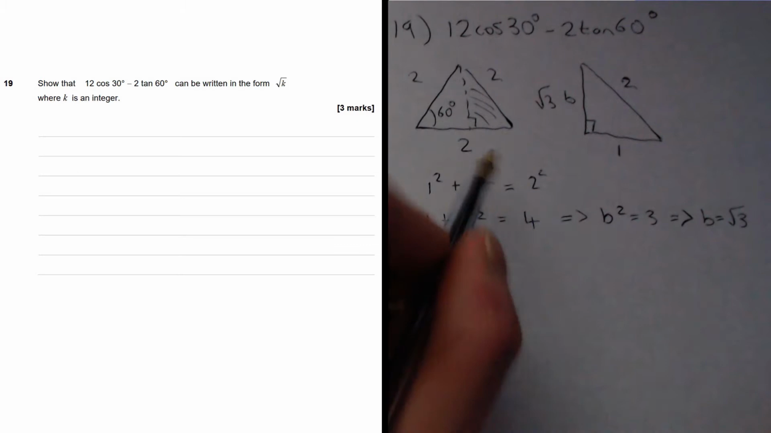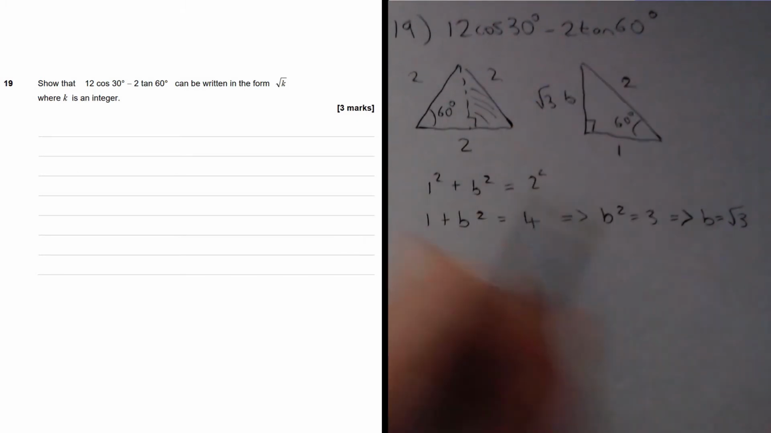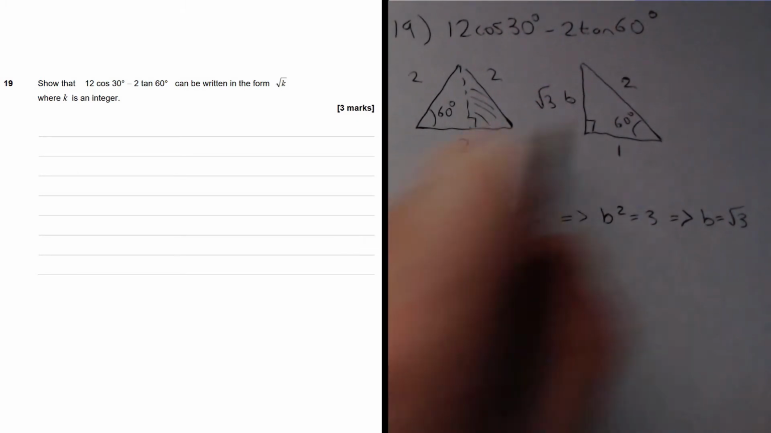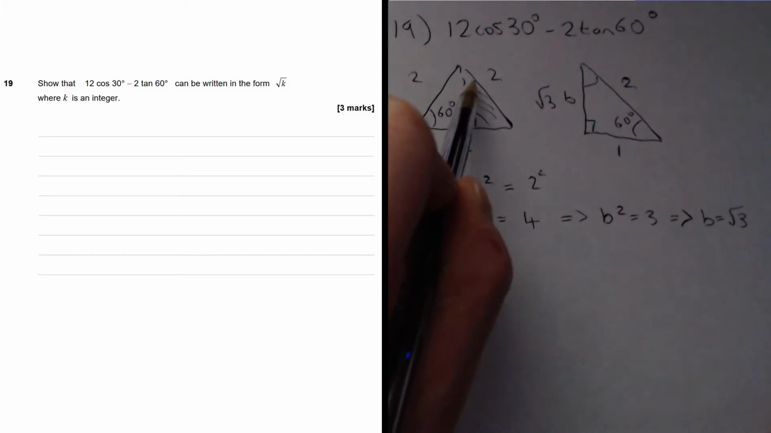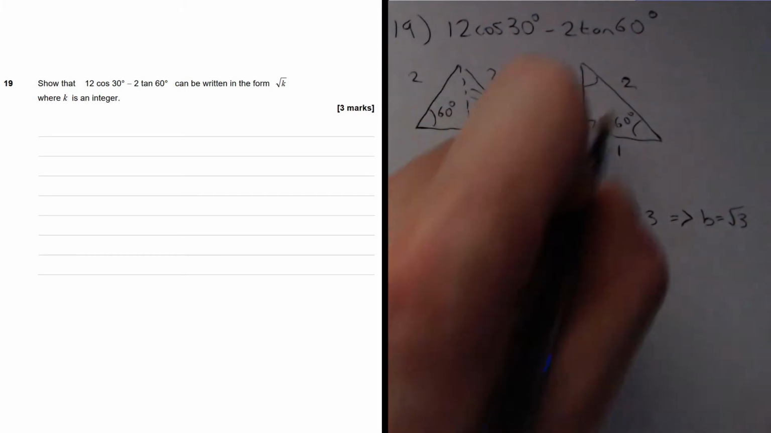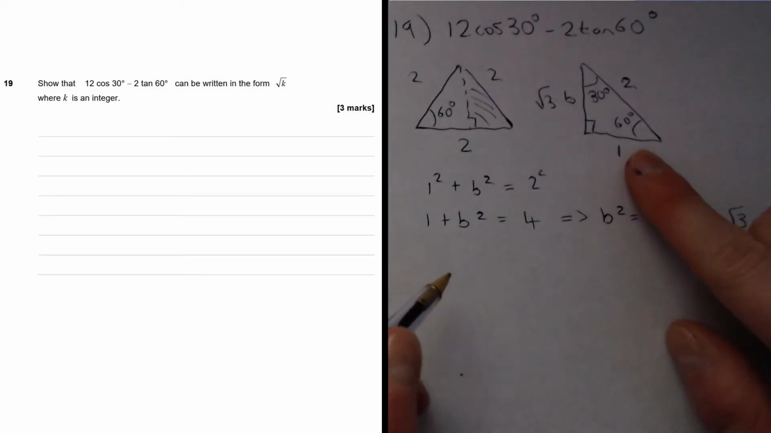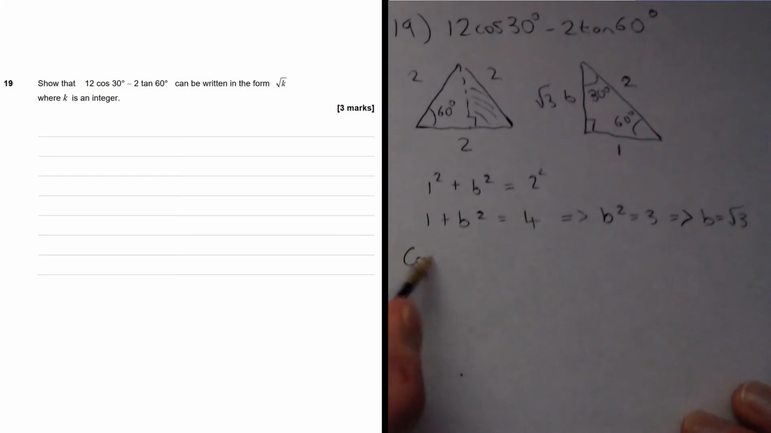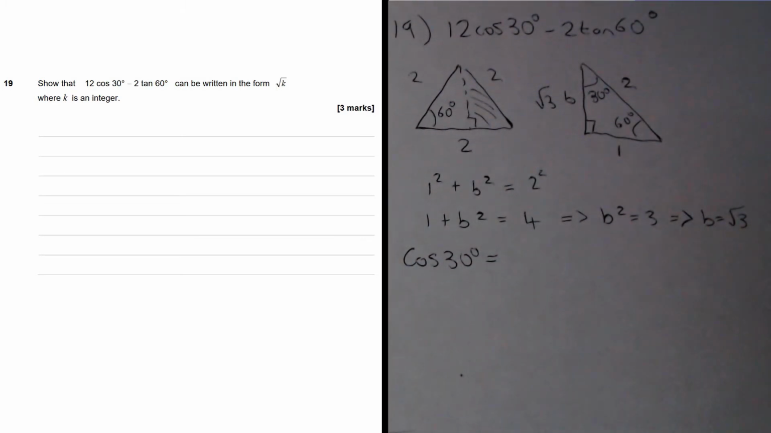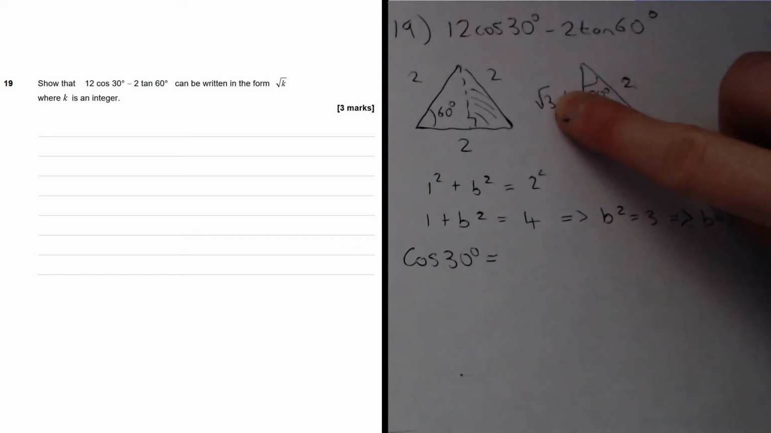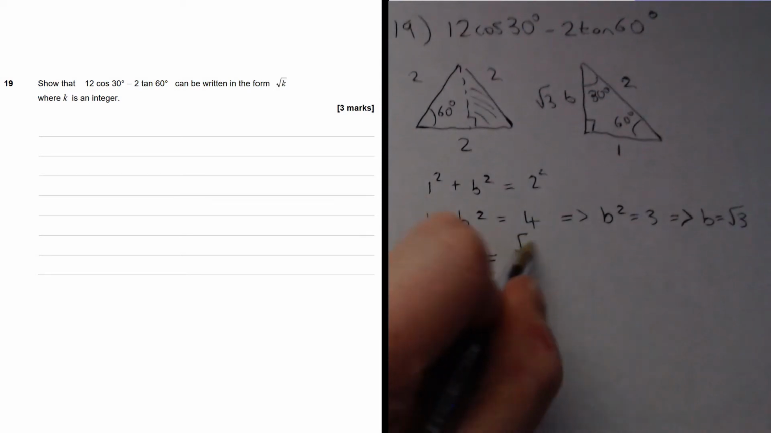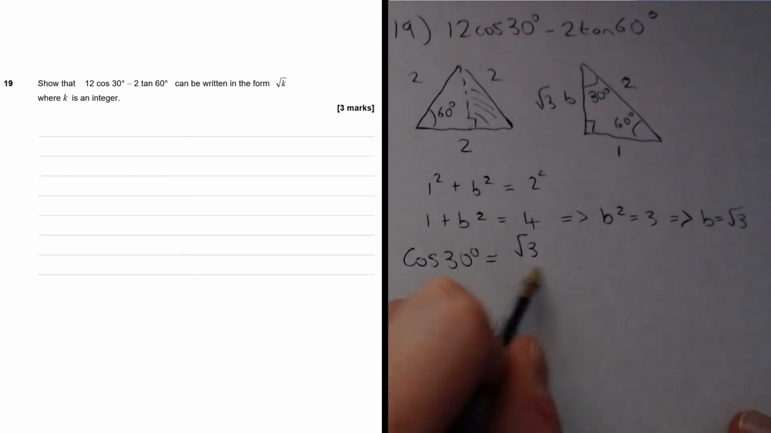Why is this useful? Well, we know that angle is 60 degrees, because it was in the equilateral triangle. And this angle is what? Well, it's 60 degrees divided by 2, which is 30 degrees. So now we can see immediately that cos 30 is going to be a over h, so that a is root 3, and h is 2, so root 3 over 2.